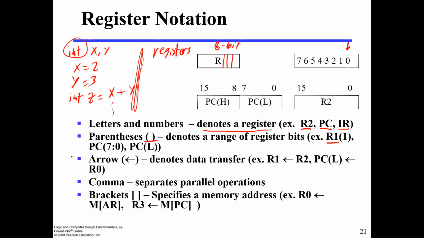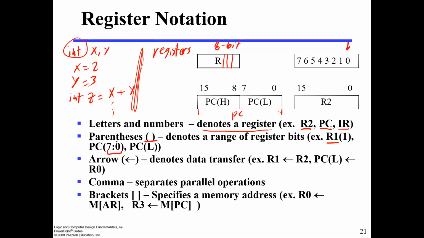I can also read a range. For example, register PC here. PC is a 16-bit register. If I want to read only the first 8 bits, I can use the colon. So this will read bits 0 to 7, but you write it in reverse.